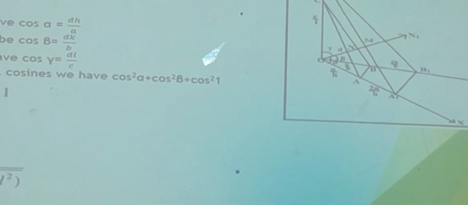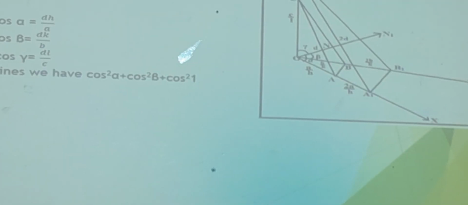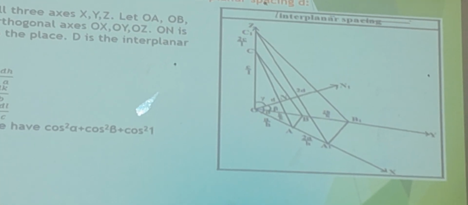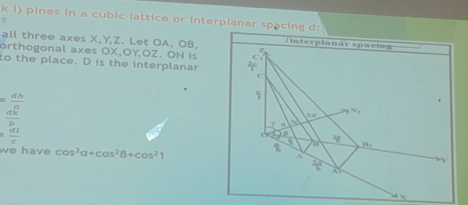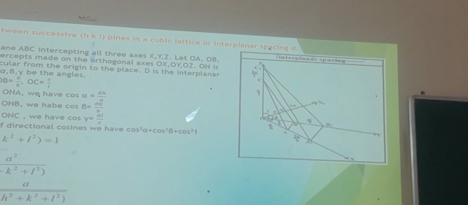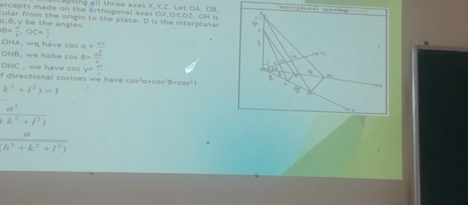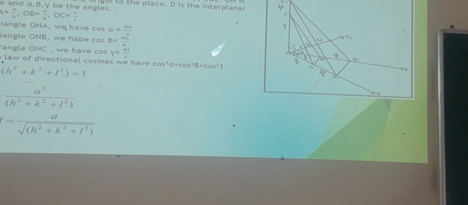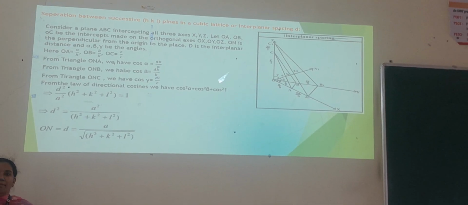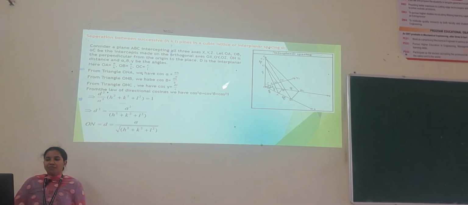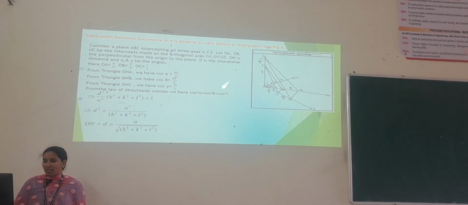After deriving, we have the formation of three triangles ONA, ONB and ONC. From the law of direction cosines, we have cos square alpha plus cos square beta plus cos square gamma equals 1. Then we get d square equals a square by h square plus k square plus l square. So d equals a by square root of h square plus k square plus l square, which is known as the interplanar spacing, denoted by small d.